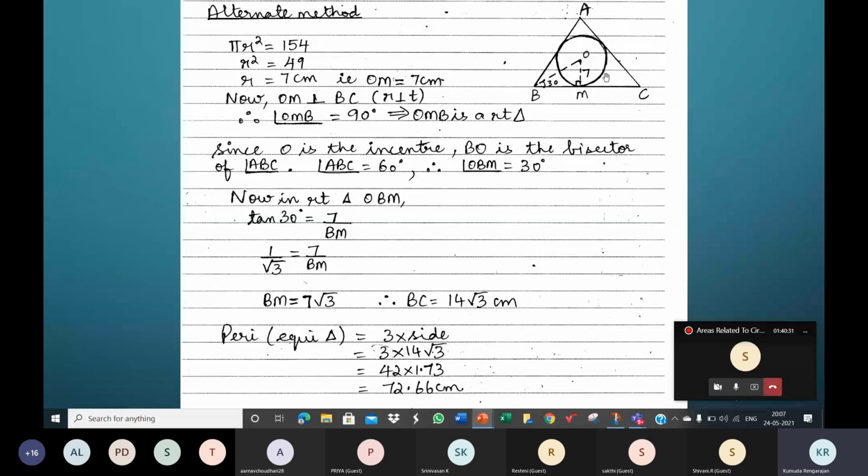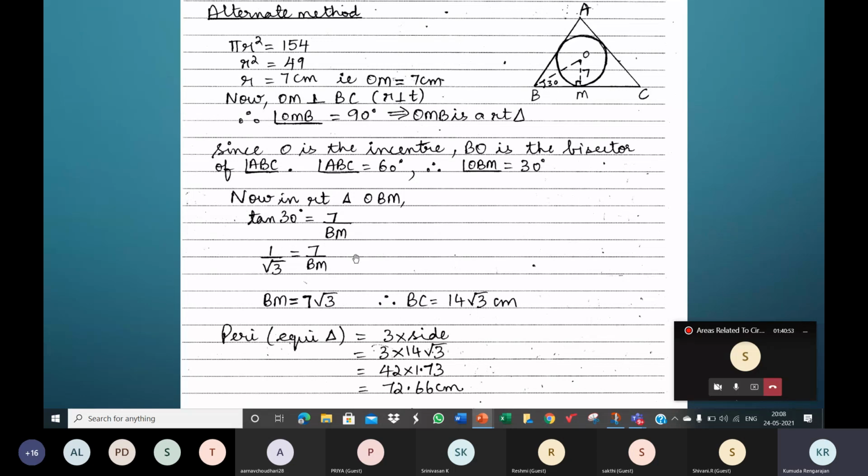You can show that the triangle... You don't have to work all that, but just for you to understand, when you join OC, the two triangles you can prove are congruent to each other. So BM is equal to MC.